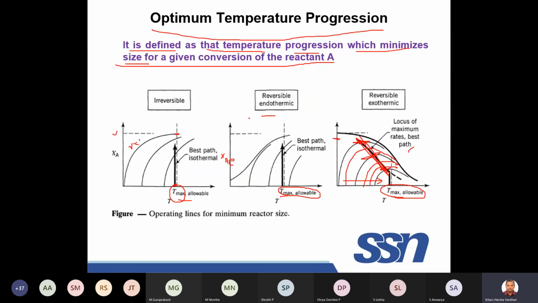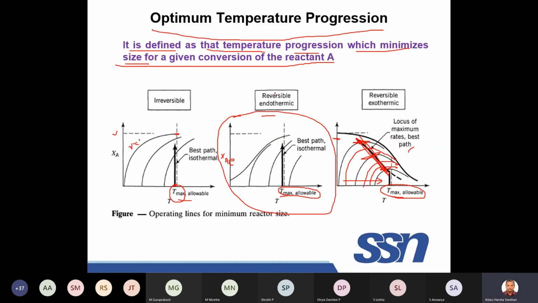So we'll see the second curve. This is the curve which I am discussing now. This is a reversible endothermic process. So you are giving the heat. So reversible endothermic, this is irreversible exothermic or endothermic. Either you are giving the heat or the heat is being liberated.